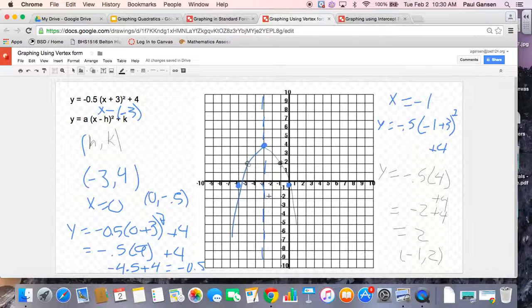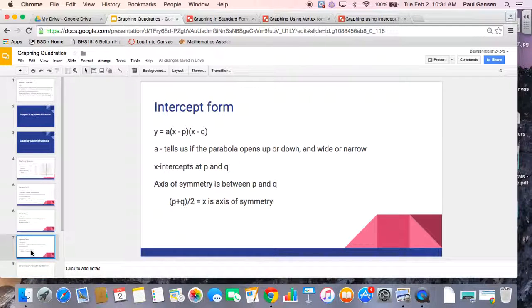Alright, so that's how we graph using vertex form. The last form we need to use is what we call intercept form, which is right here. Intercept form: y equals a times x minus p times x minus q. A, again, has the same job. It'll tell us if the parabola opens up or down, or if it's going to be wide or narrow. And you're going to have x-intercepts at p and q.